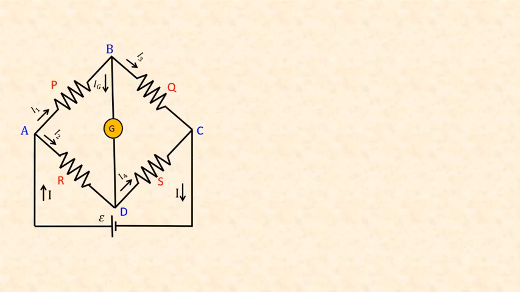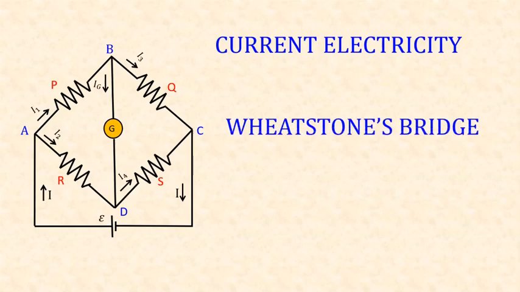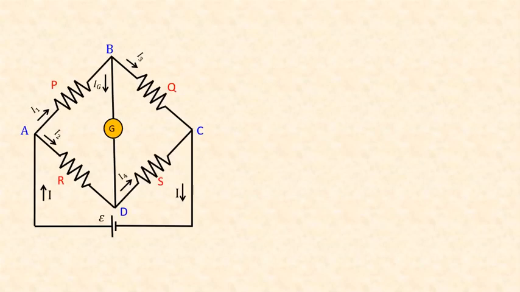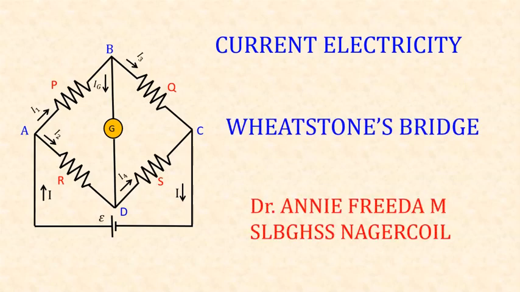In this video, we are going to see about Wheatstone's bridge. It is an important 5 marks question in the current electricity lesson. Wheatstone's bridge is an electrical circuit used to measure an unknown electrical resistance by balancing a bridge in a circuit, and it is also used to compare resistances. It is an application of Kirchhoff's rule.